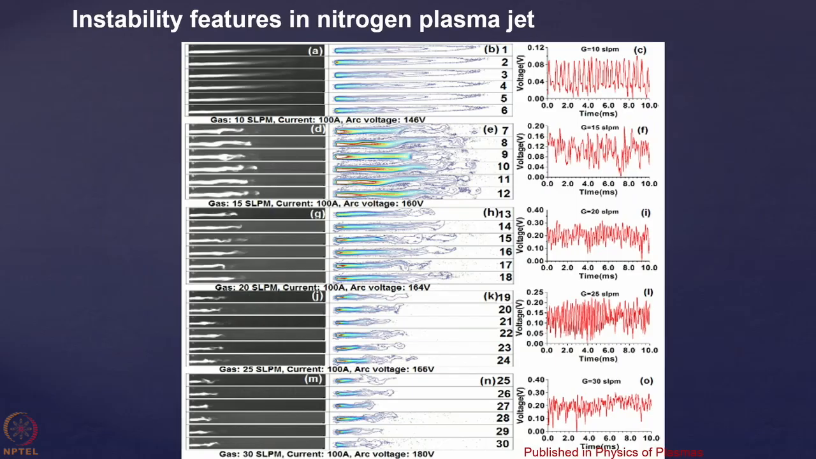So, these kinds of instabilities are very much important, and I will show you how the instability behavior changes as you change the operating condition. In this slide, what I have done is I have tried to understand the effect of the flow rate. So, here you are seeing 10 liter per minute, here 15 liter per minute, this is 20 liter per minute, this is 25 liter per minute, and this is 30 liter per minute. So, what we are doing? We are gradually increasing the flow rate from 10 liter per minute to 30 liter per minute, and we want to see how the jet behavior is changing.